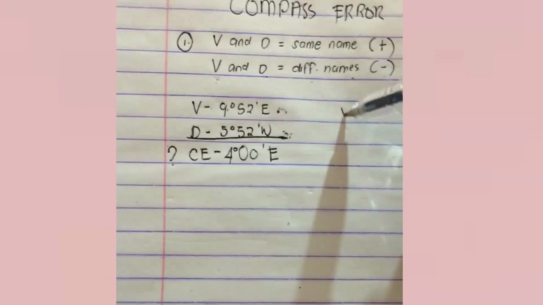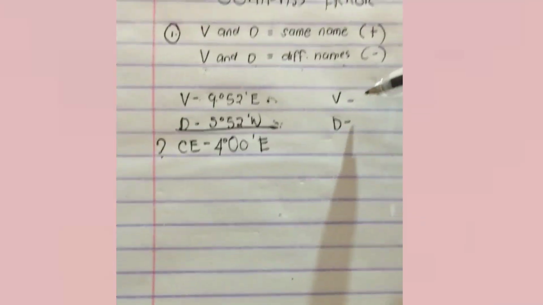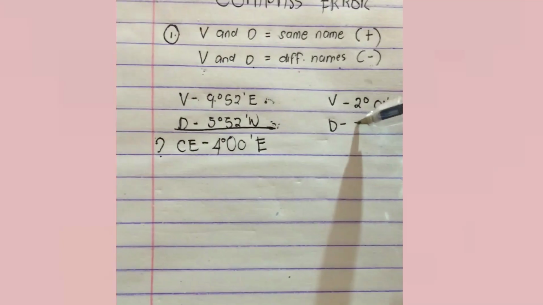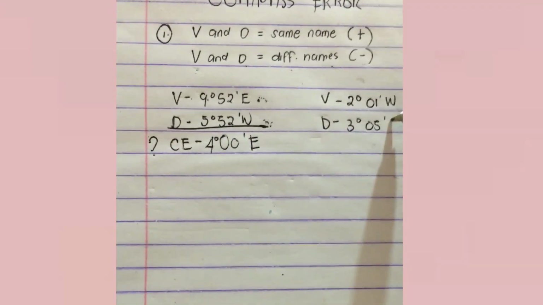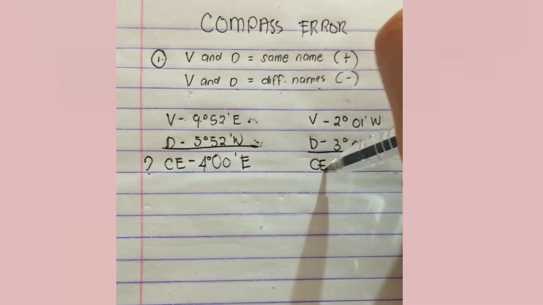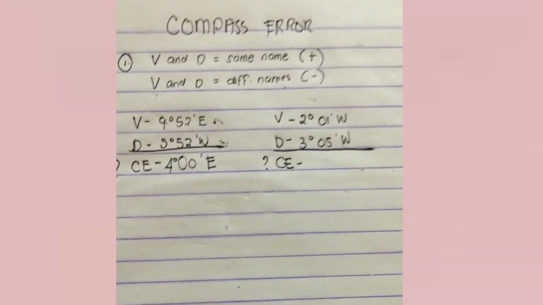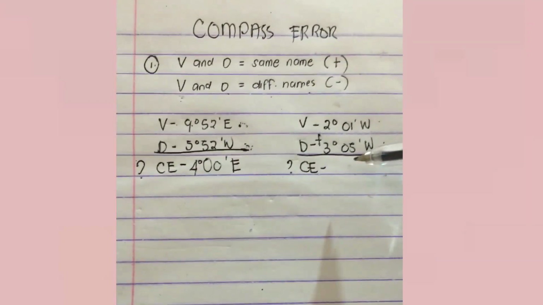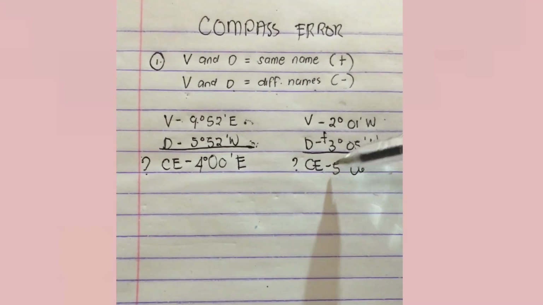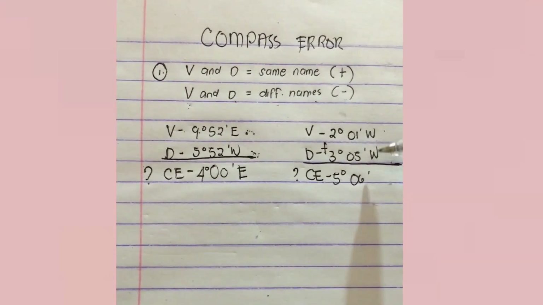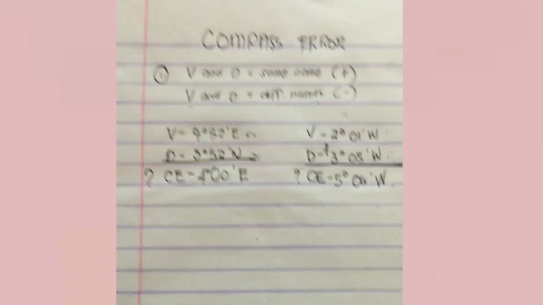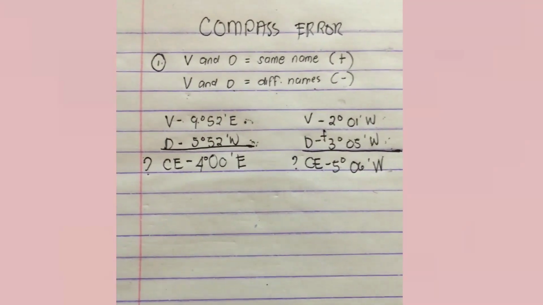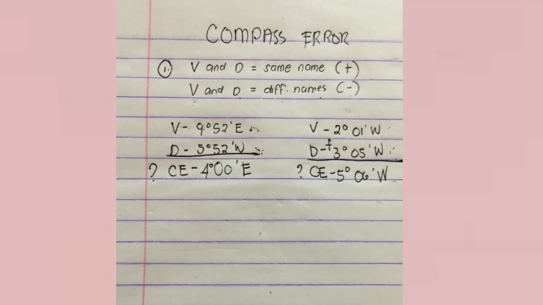What if we have variation 2 degrees 01 minutes west and deviation 3 degrees 05 minutes west? What is our compass error? According to rule number 1, if same name, we should add. So this will be 6 degrees and this will be 6 minutes. The direction will be copied, west. Very easy. That is the easiest way to calculate our compass error using our variation and deviation.